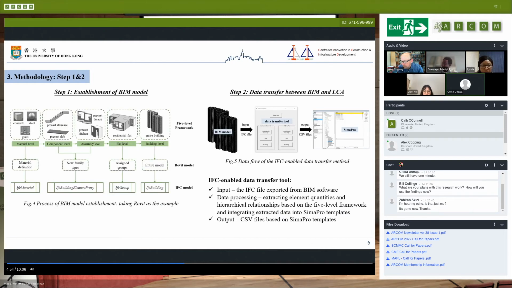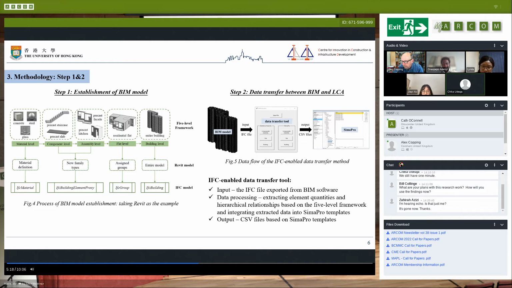In step 1, the BIM model was established based on the 5-level framework. Here I take Revit as the example. The components and assemblies need to be created as new family types, and the compositions of a flat need to be assigned to a whole group to identify the flat. The BIM model will be exported in IFC format after finishing.